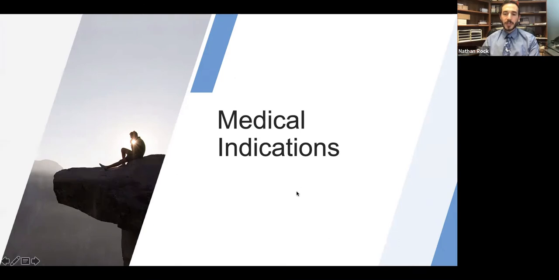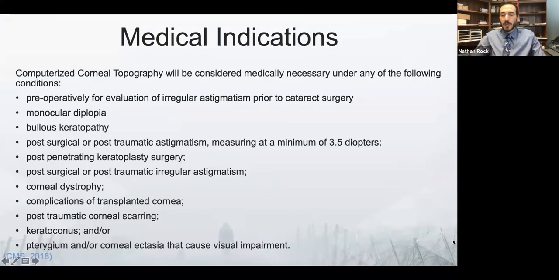So then we'll jump into the medical indications for topography. So the big focus here is what can you use corneal topography for, and how can that benefit the practice from a diagnosis and productivity standpoint. This is directly from CMS. So corneal topography is considered medically necessary for any of the following conditions. Big ones that you might not consider would be monocular diplopia, post PKP, corneal dystrophies, of course, keratoconus, of course, pterygium.